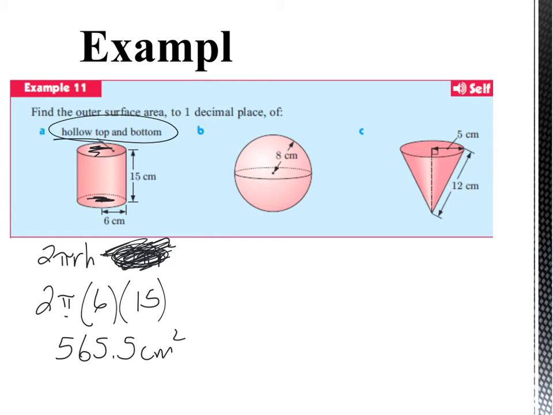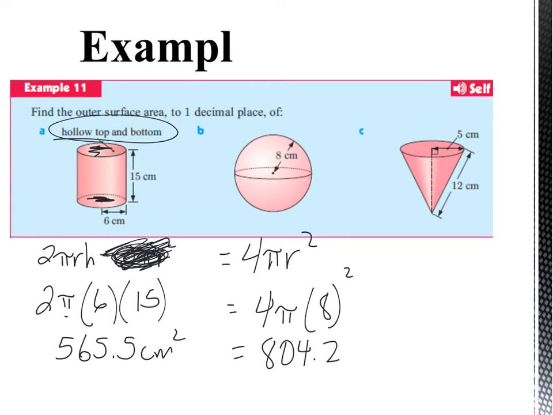So then our sphere, the formula for the surface area is 4 pi r squared. So basically we have 4 times pi, and then r is 8 squared, so that's 64. And when we plug that into our calculator, we get 804.2 centimeters squared.